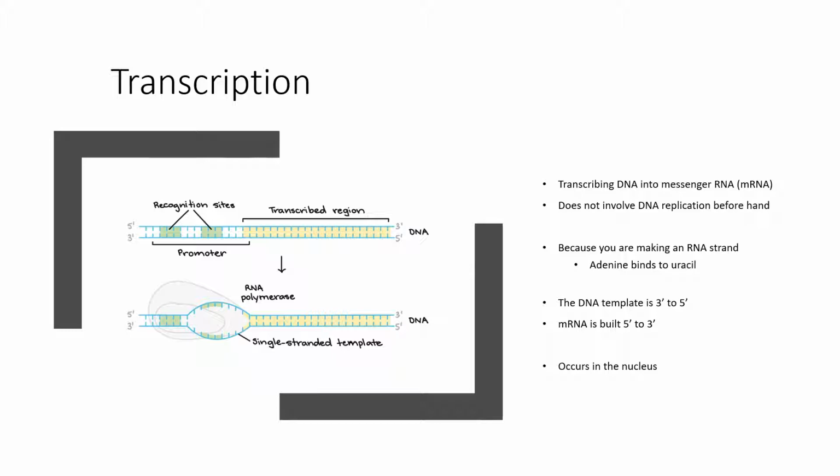This all occurs in the nucleus. Remember, DNA is polar. It can't go through the nuclear envelope, so all this is going to occur in the nucleus. Certain things have to happen to the mRNA strand in order for it to be able to leave the nuclear envelope.